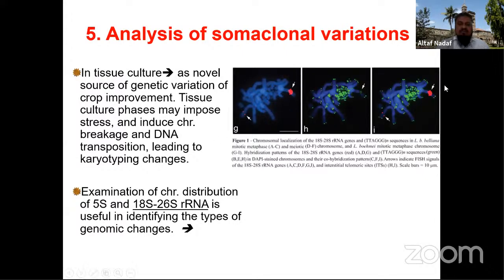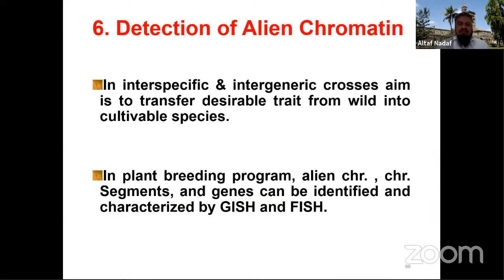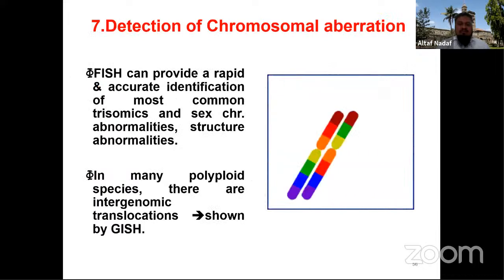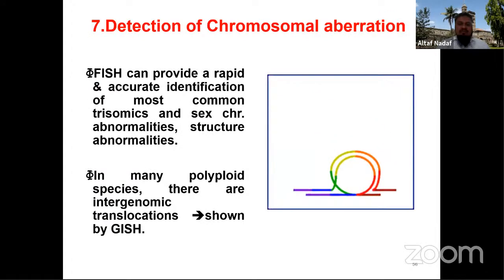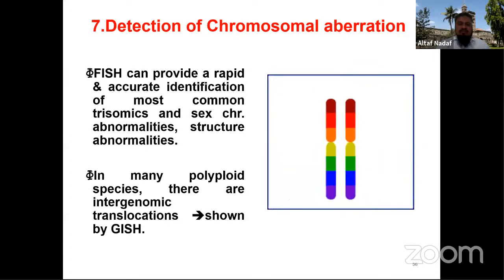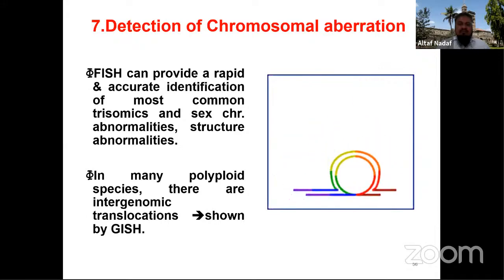In this, you are seeing the red dot that indicates that the plants obtained through tissue culture have some variations. Then alien chromatin you can detect. Alien means if some chromosome or part of a chromosome is added into the cultivated species, that could also be localized. The detection of chromosomal rearrangements, such as inversions and duplications, could also be done through this FISH technique.